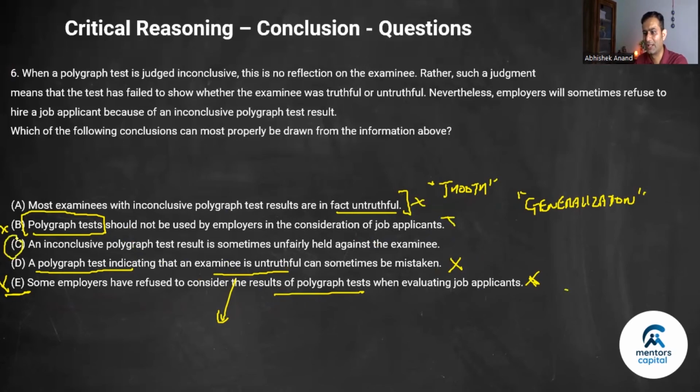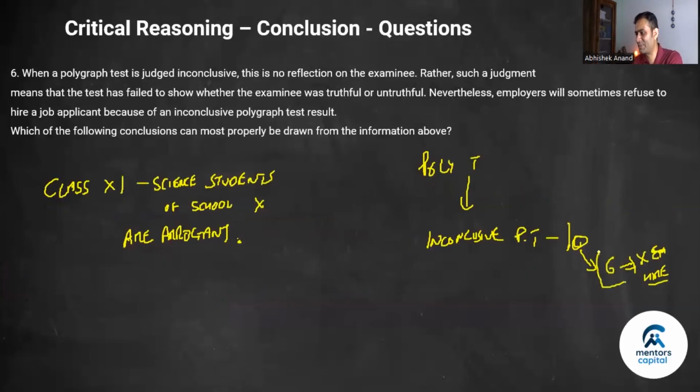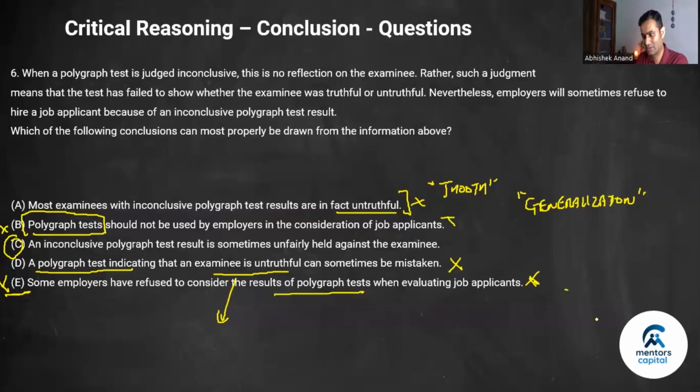Look at this one. An inconclusive polygraph test result is sometimes unfairly held against the examinee. This is also not 100% correct, but it is the least incorrect. Basically in this case, 6 people were not hired. So you are saying this is unfair. You don't know whether they are telling the truth or lying, so how can you not hire them? So this would be unfair if all of them are actually truthful. What if all of them were liars? That could also be possible. Then it was not unfair. So even this has some mistake, but it has the least mistakes compared to the other choices.